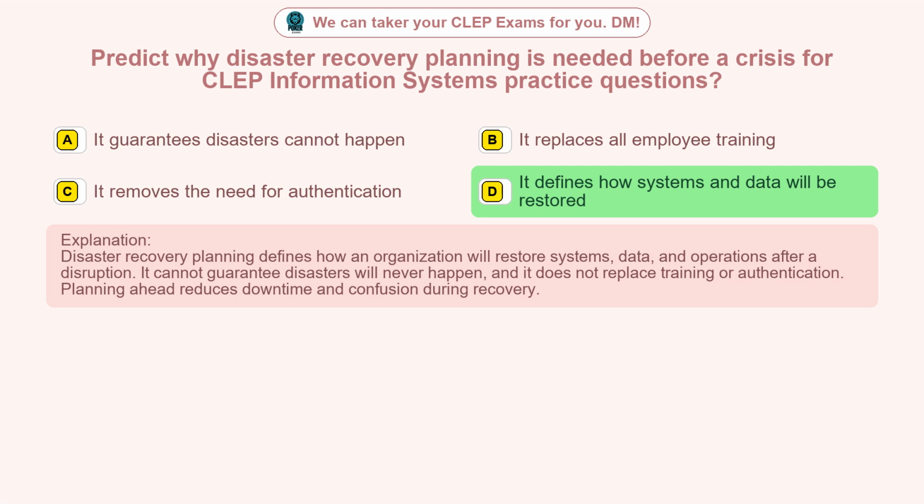Disaster recovery planning defines how an organization will restore systems, data, and operations after a disruption. It cannot guarantee disasters will never happen, and it does not replace training or authentication. Planning ahead reduces downtime and confusion during recovery.